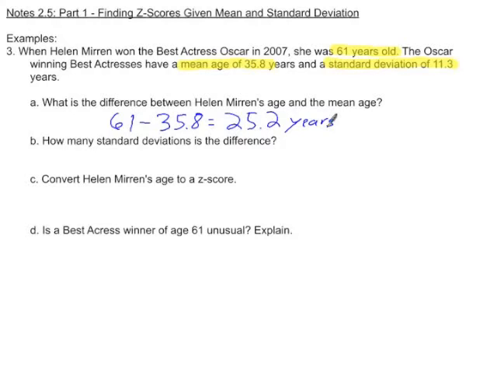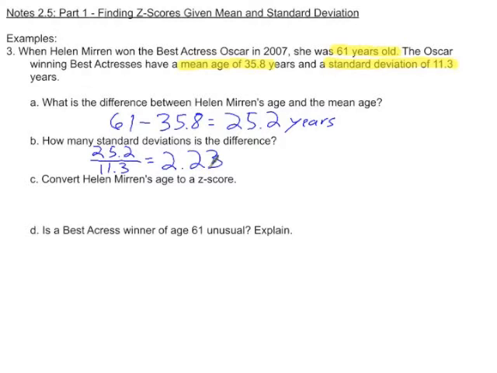So to find out how many standard deviations this difference is, we just take the difference between her age and the mean, and divide by the standard deviation. So we'll divide by 11.3, and that equals 2.23.